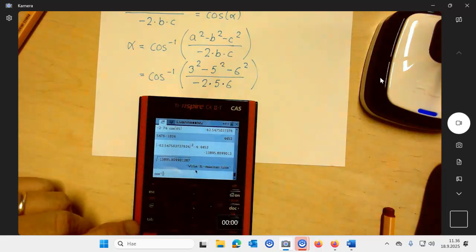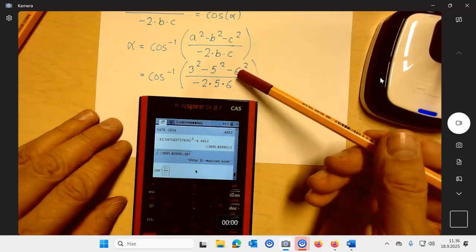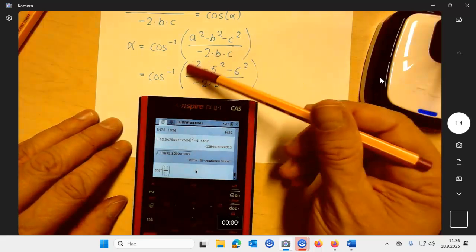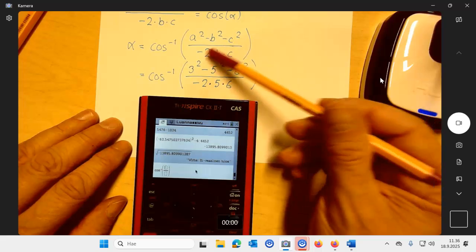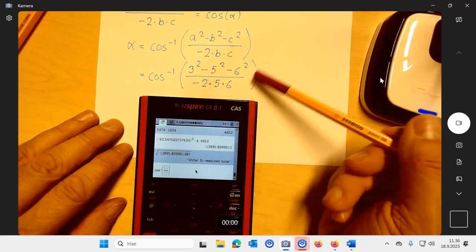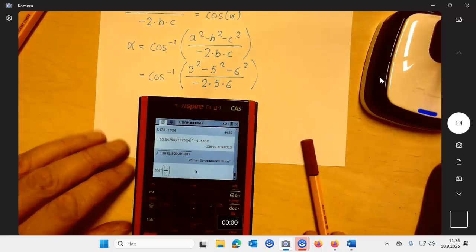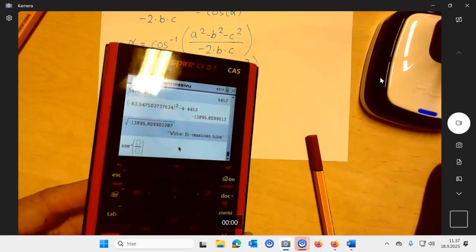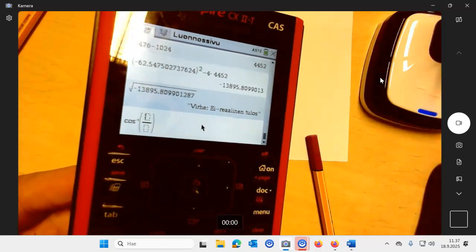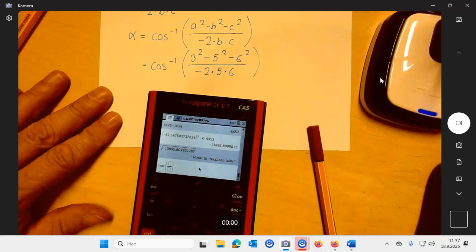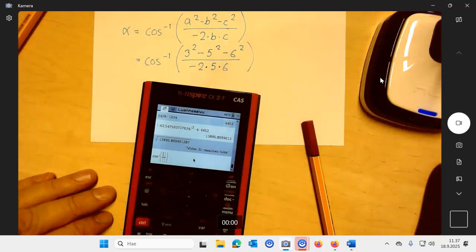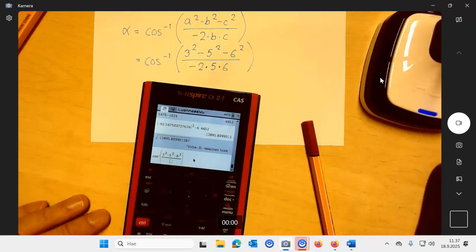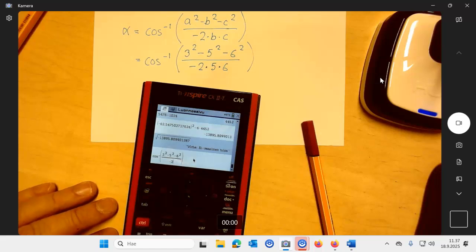So you could calculate first the value of this expression inside the inverse cosine, but with modern calculators you don't necessarily have to. You may use the inverse cosine immediately and just write the numbers inside of it. You save one step by doing this.